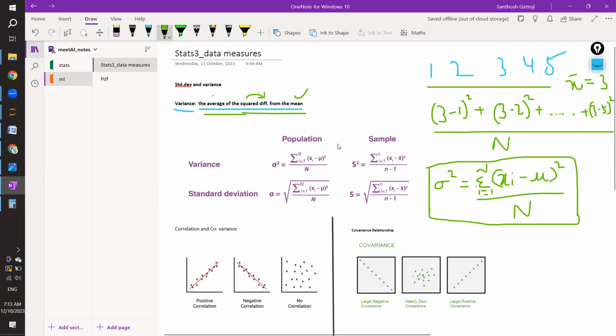So now by seeing this, you should get a doubt: why it is n over here and why it is n minus 1 over here. Because this is for population, this is for sample. So now I'm just erasing this.